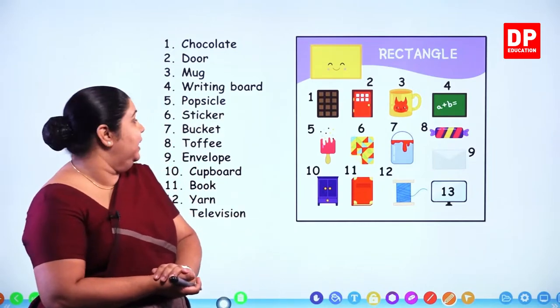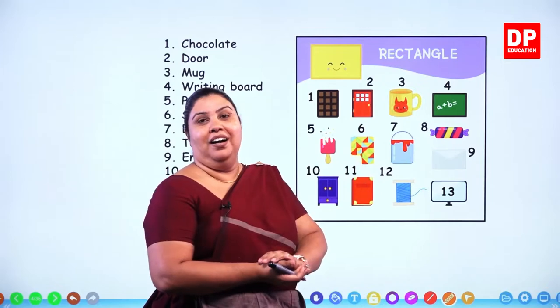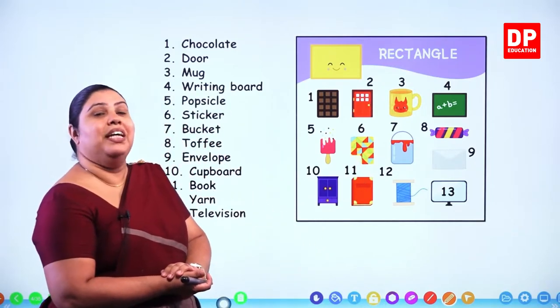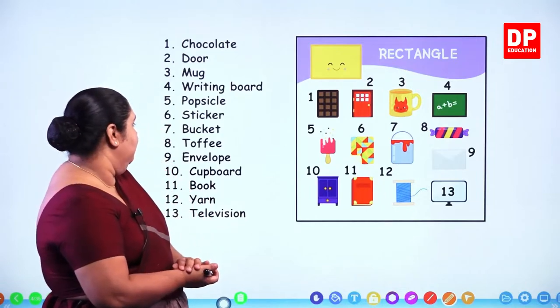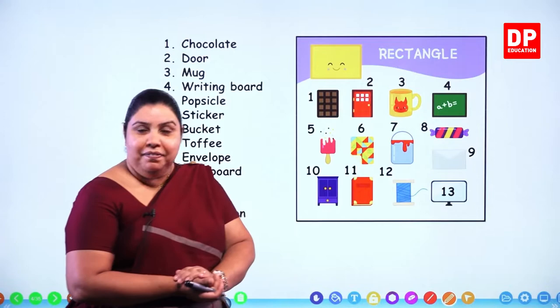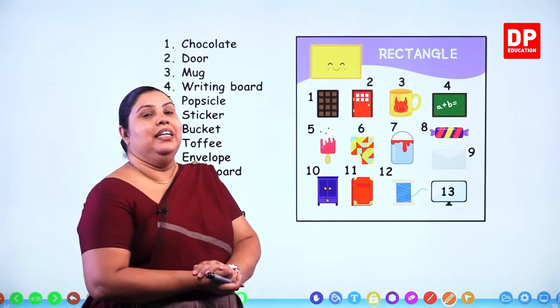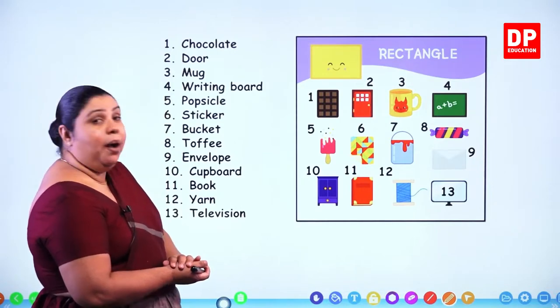So you have to remember these things. Number 8, toffee. Toffees are always, most of the time, in the shape of a rectangle. Number 9, envelope. Can you see? Envelopes come mostly in the shape of a rectangle. Number 10, cupboard.